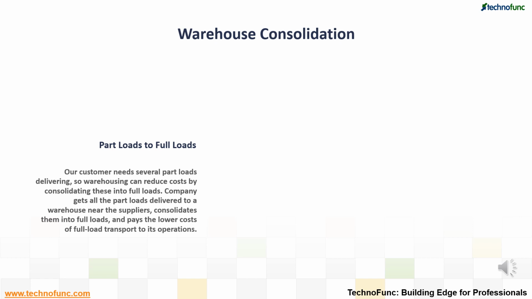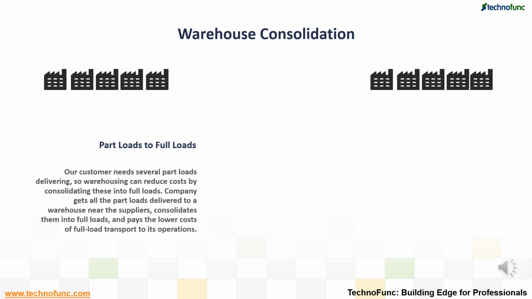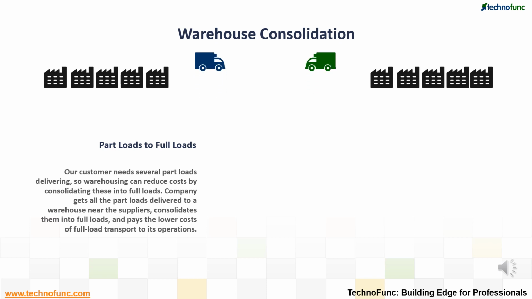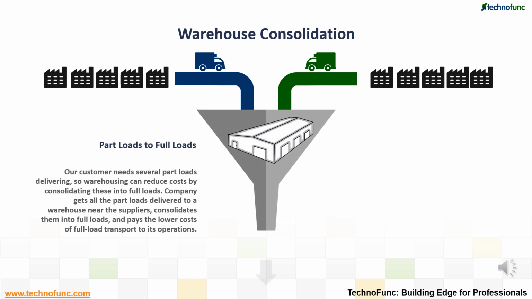Our customer needs several part loads delivering, so it can reduce costs by consolidating these into full loads. The company gets all the part loads delivered to a warehouse near the suppliers, consolidates them into full loads, and pays the lower costs of full load transport to its operations. The extra cost of consolidation in a warehouse is more than recovered from the reduced cost of transport.